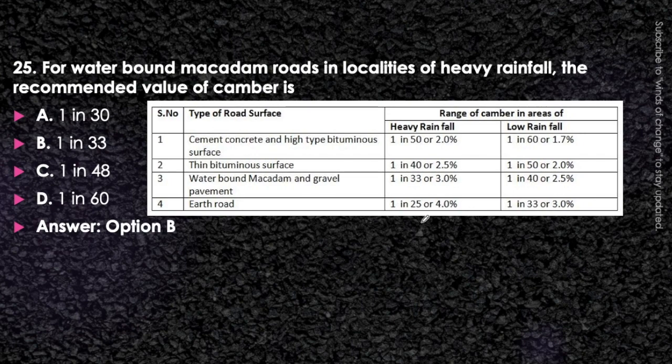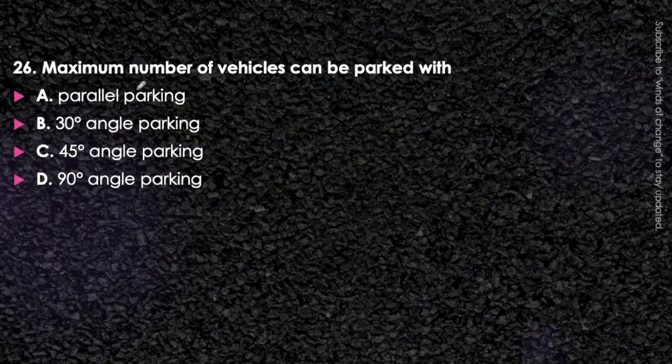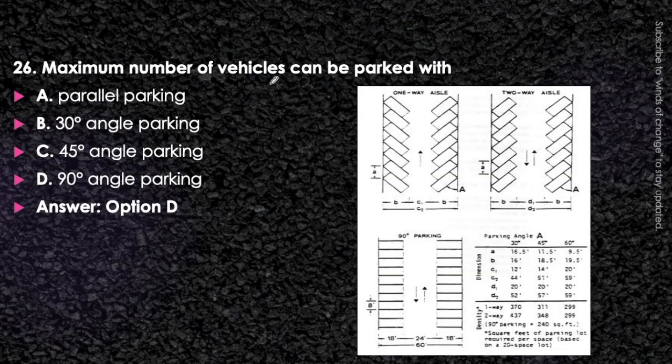I am moving further. Next question, maximum number of the vehicles can be parked with parallel parking, 30-degree angle parking, 45-degree angle parking or 90-degree angle parking. Think about it. We are just talking about the maximum number of vehicles. There is nothing optimum being asked. There is no restriction of the width also. Then what will be the condition in which maximum vehicles can be parked? Obviously it will be parked maximum at 90-degree angle.